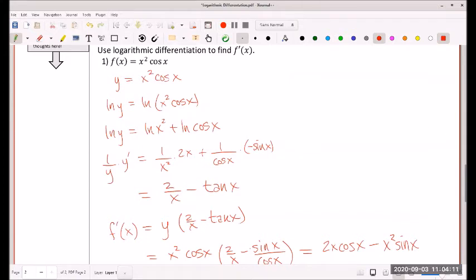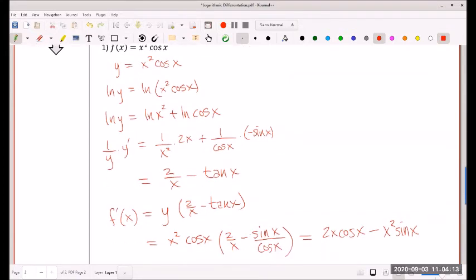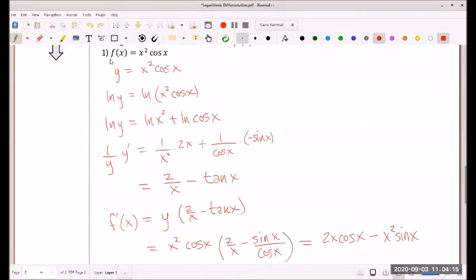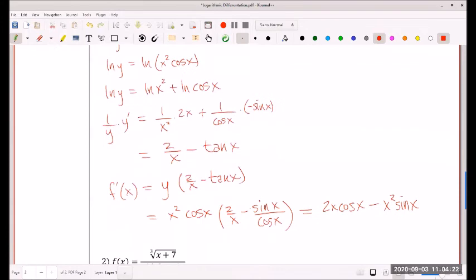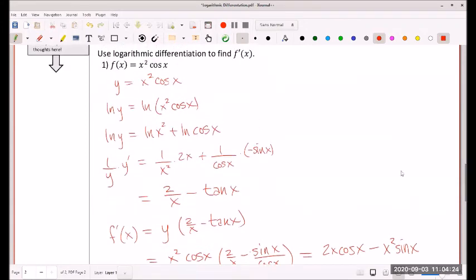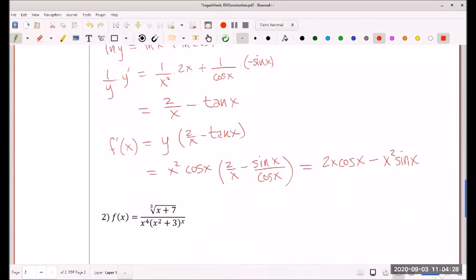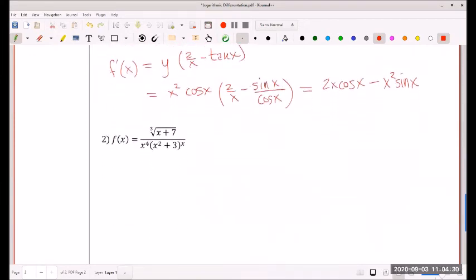which you should check will be the same as if we were to just use the product rule on this. Okay, so logarithmic differentiation can be used for these ordinary functions, and sometimes it may be less difficult than using the product rule, quotient rule, sometimes a little more difficult. So you just have to choose which one you think would be better, but you should get the same answer.